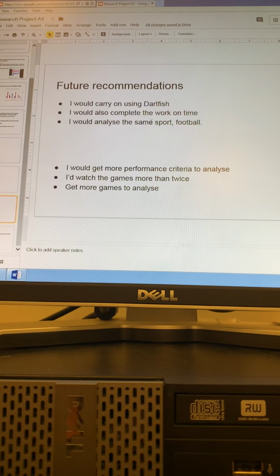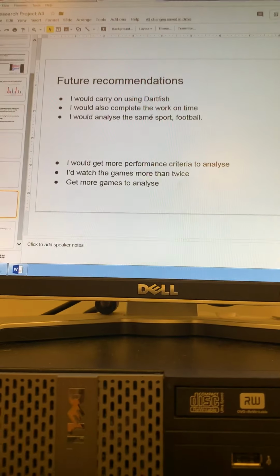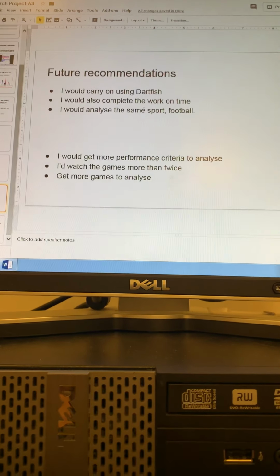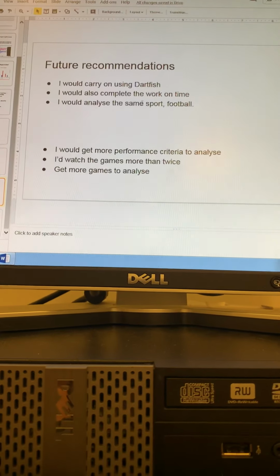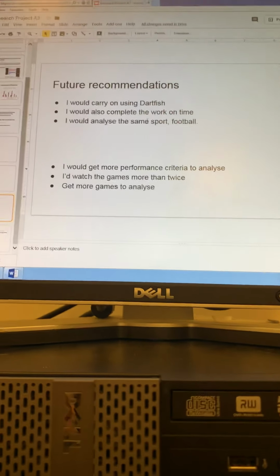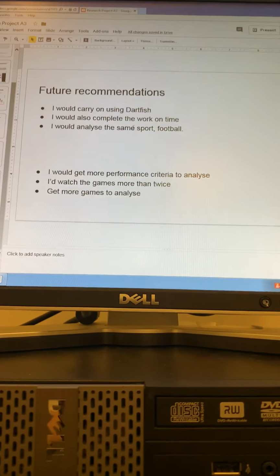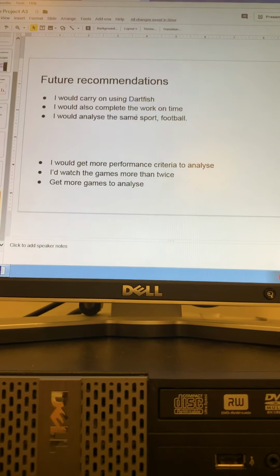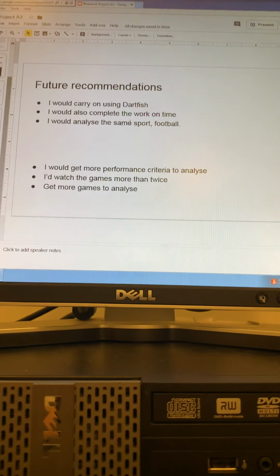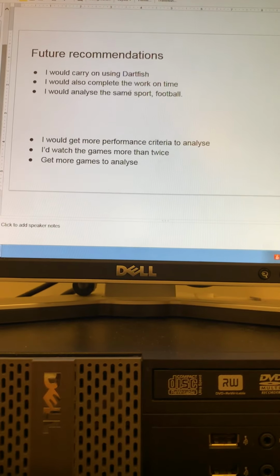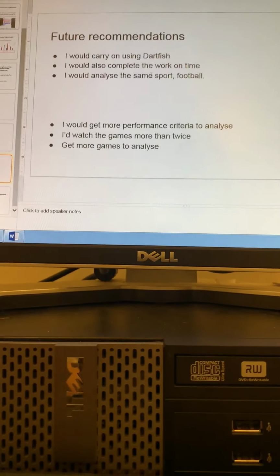In the future, I'd also watch the games more than twice, because this would give me a chance to make my results more reproducible and reliable, because, as I said before, Harry Kane could have had an off game or a game where he was at the best he could play. Therefore, watching more games allows me to get a better overview of the England football team and Harry Kane's performances for England.